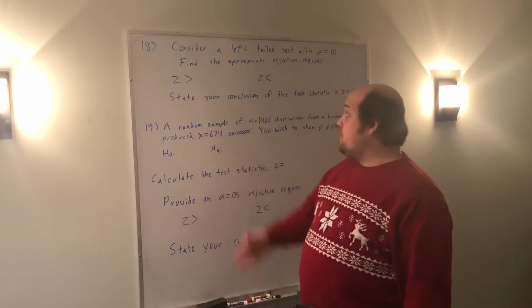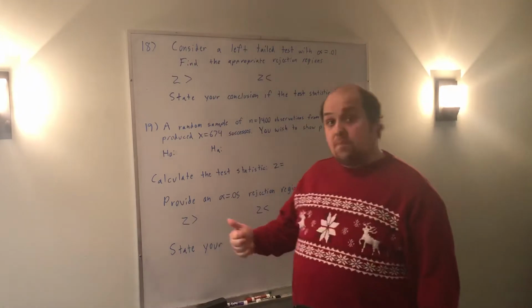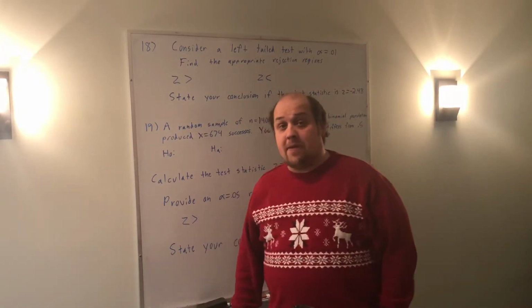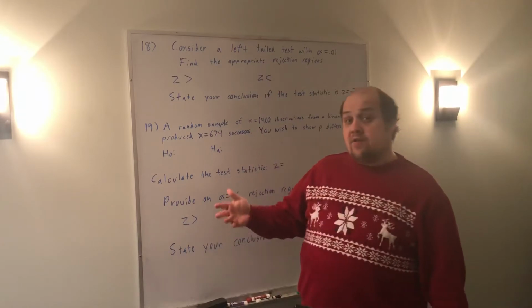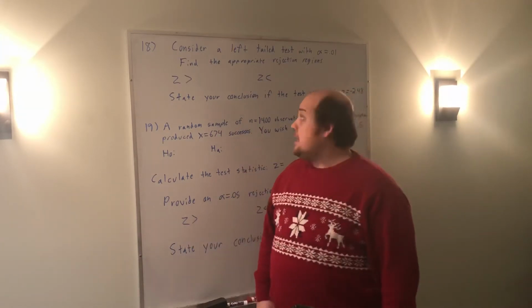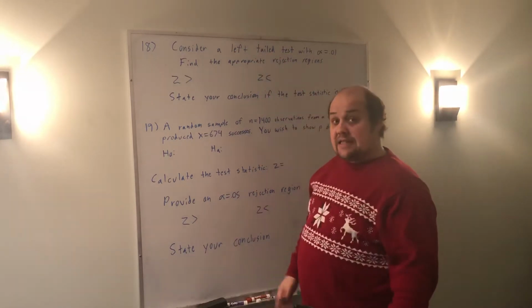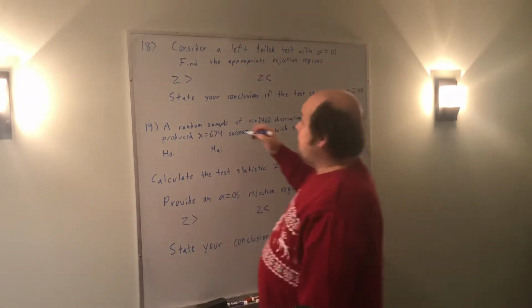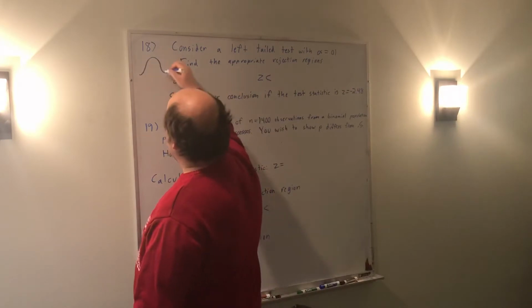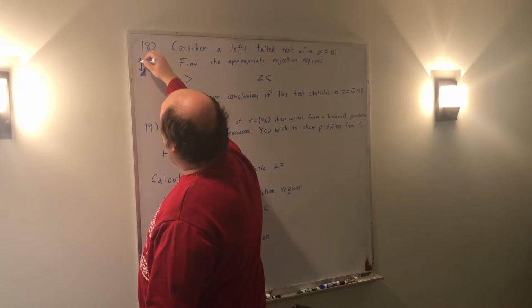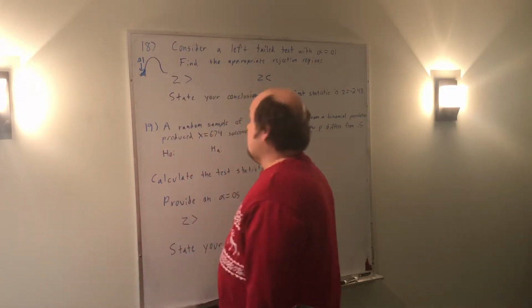There's 3 possibilities for alpha values, 0.01, 0.05, and 0.10. There's 3 possibilities for alternative hypotheses, less than, greater than, or not equal to. In this case, since it says it's a left-tailed test, it's a less than test. If we think about graphically what's happening, that means that there's going to be a region of rejection on the left-hand side, which has 0.01 area in it.